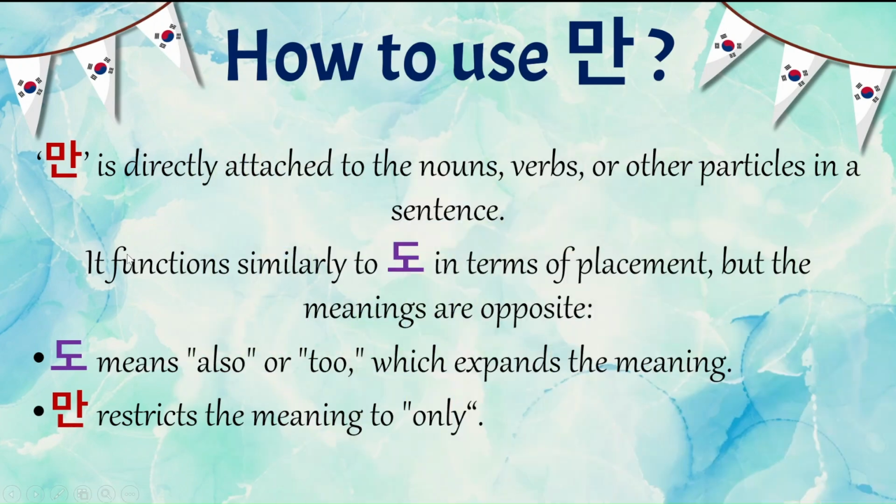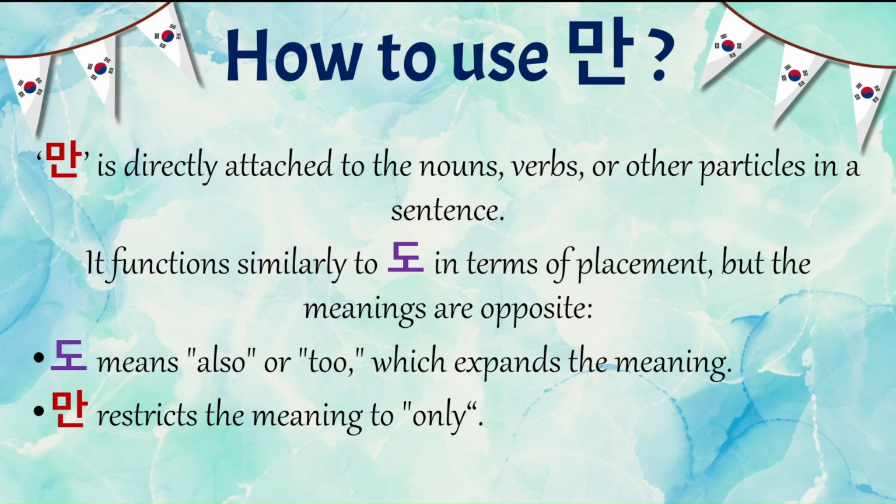All right. So as I said, man works similarly to do in terms of placement. Do is also attached directly to nouns in a sentence. So this goes for man also, right? But their meanings are opposite. Do means "also" or "too" in English, right? If you translate this particle into English, it means also or too, and therefore it expands the meaning.